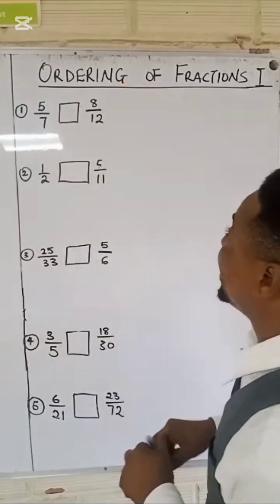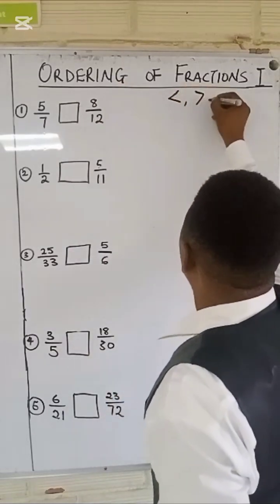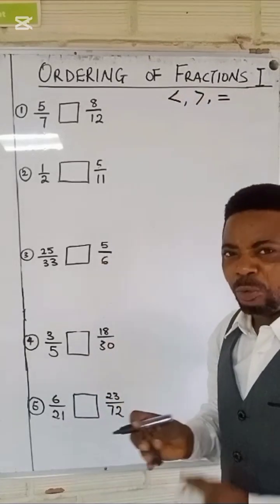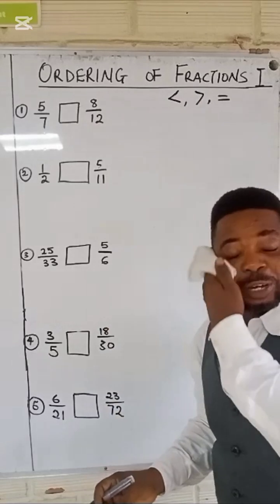Now, the instruction here is that we will be putting in the box less than, greater than, or equal to, to know which one is greater and which one is actually equal. Now, let's go. It's very simple mathematics. I bet you are going to enjoy this.